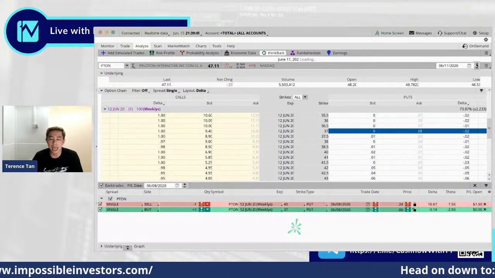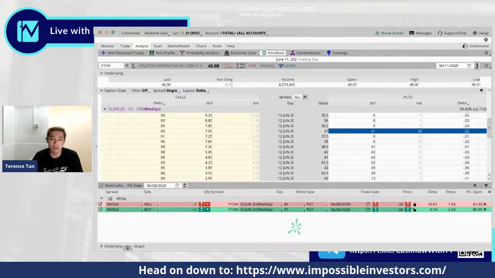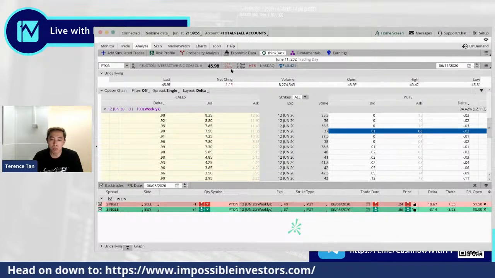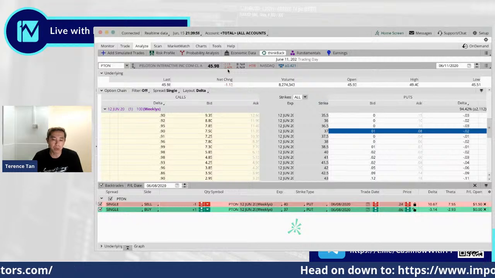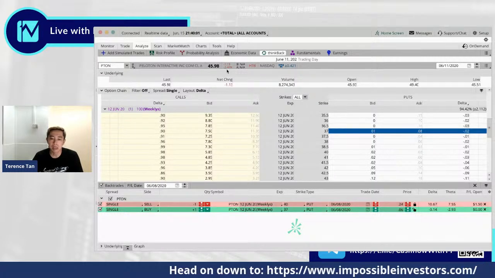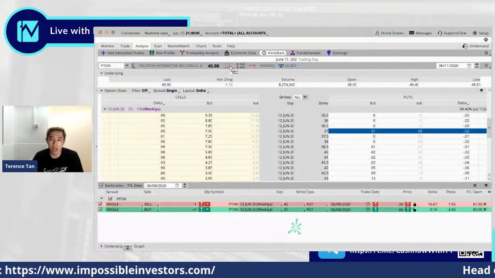And then Thursday, when the entire market sold off, it sold off too, but it only did about 2%. Many of the fundamentally strong stocks were dropping 8 to 10%, but this momentum stock literally only dropped 2%. So it dropped $1.